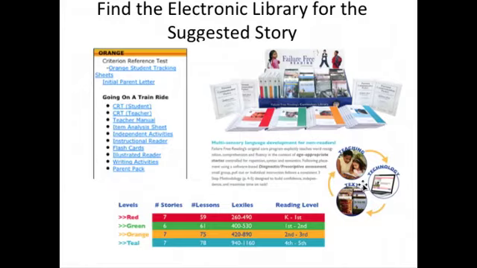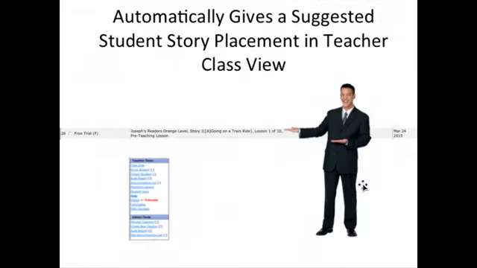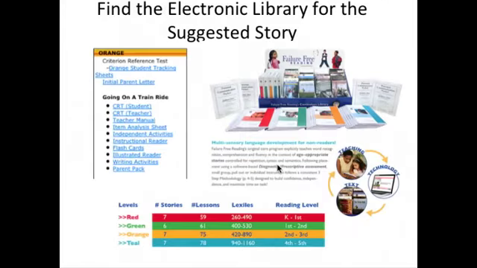So once you find that, you can then go, as I said, back into that class view. The class view will tell you, in this case, it says free trial is tested in Joseph's Readers Orange Level Story 1 Going on a Park, and it puts them in the first lesson. Then, once you know the first lesson, you will then go to the electronic library to get all of the instructional material necessary to teach that first story.